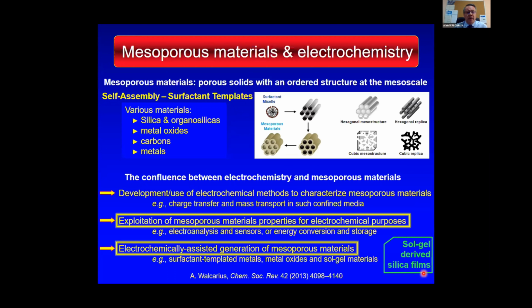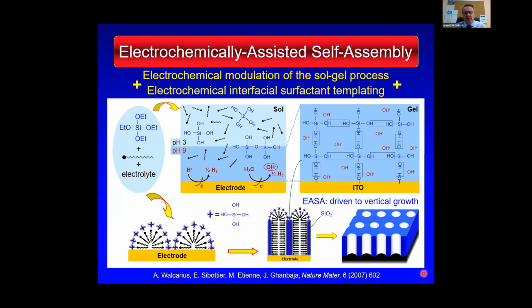And this is exactly the topic I would like to develop today, focusing especially on sol-gel-derived silica films, and I will also tell you about some possible applications. So the method that we developed some years ago is called the EASA, Electrochemically Assisted Self-Assembly.